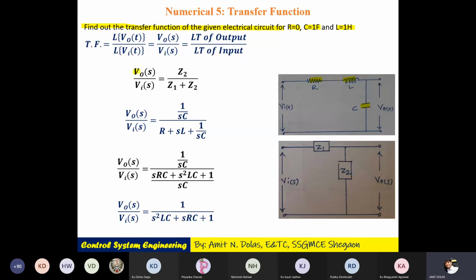Now what is V0 of S and Vi of S? You can see Vi of S is applied to Z1 as well as Z2. So Vi of S will be Z1 plus Z2, and V0 of S only appears across Z2. You can see it in the second, equivalent diagram I have drawn. So V0 of S will be only Z2. You can also write KVL equations to get these values. You'll get a similar transfer function. In further examples, we have that methodology also.